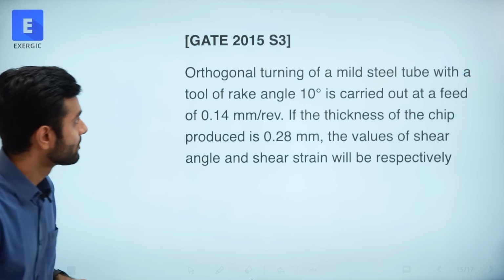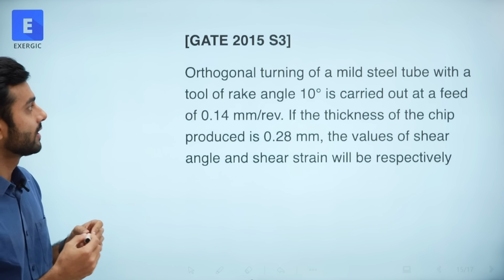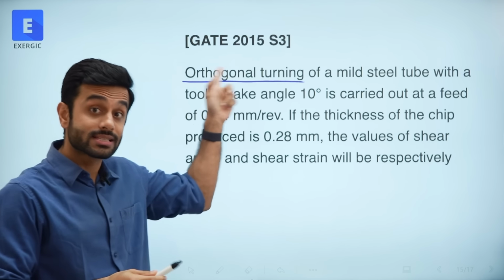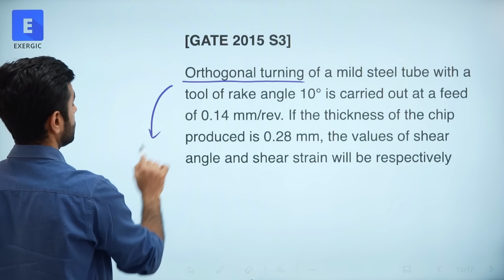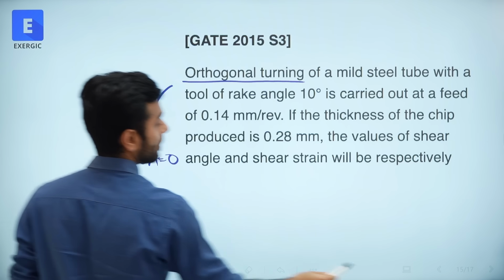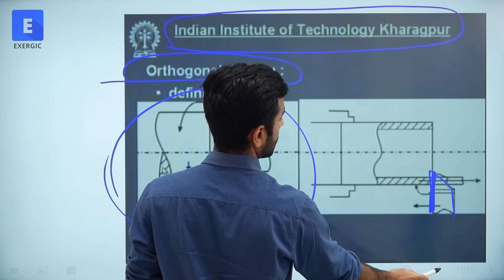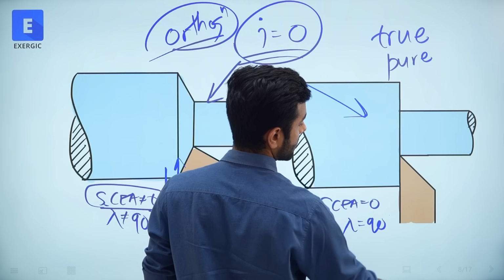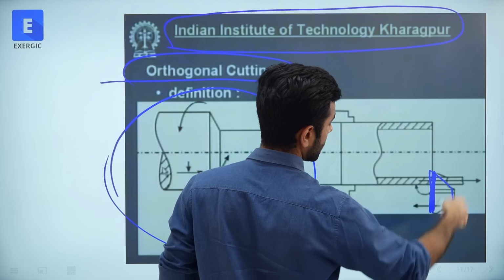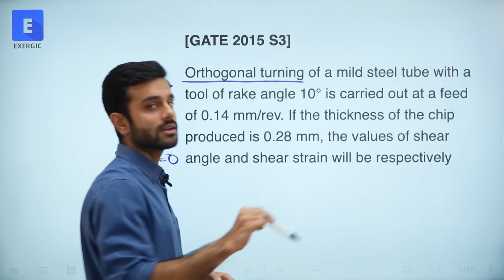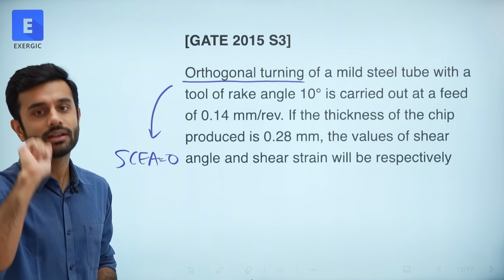Now, this question. In this question, some students are having doubt that, sir, here orthogonal turning is written, and in this question they have taken the same approach, that side cutting edge angle is equal to 0, right? This case they have taken, side cutting edge angle is 0, or this case they have taken. So how do we decide, sir? I am repeating, read the question data, that will tell you.